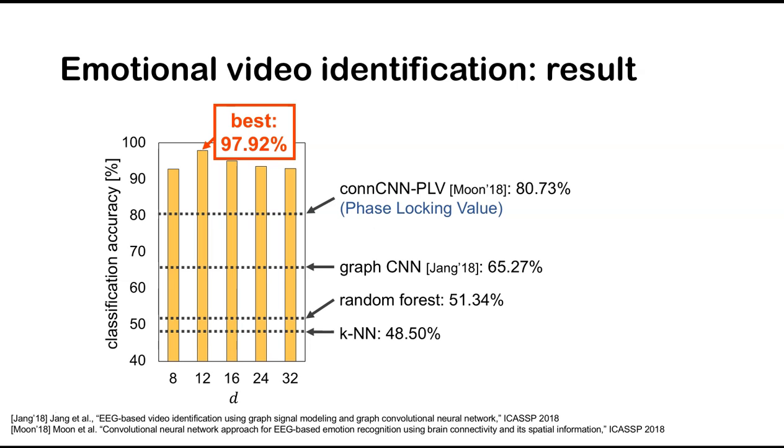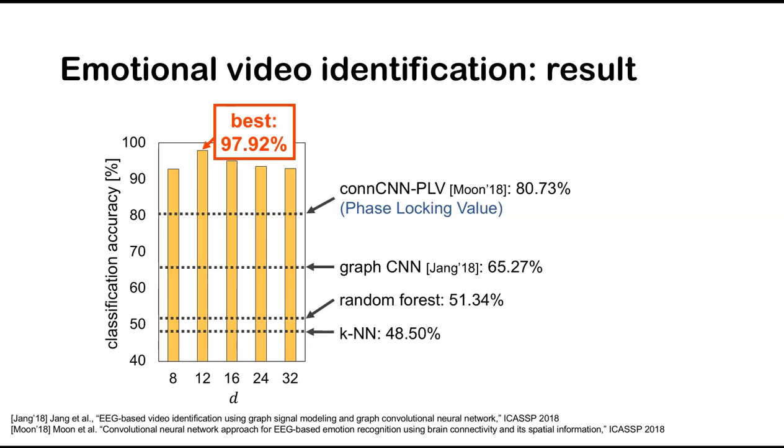So our best accuracy is about 98%, and this is a lot higher than the previous approaches like K nearest neighbor, random forest, graph CNN, and the CNN method using phase locking value. Actually, the last one is our previous work, in which we used a convolutional neural network, and the input was a connectivity matrix using phase locking value. This approach can be considered as a simplified version of our method without encoder and decoder.